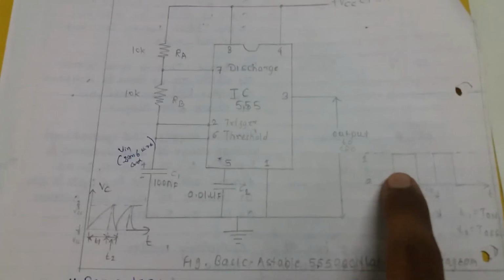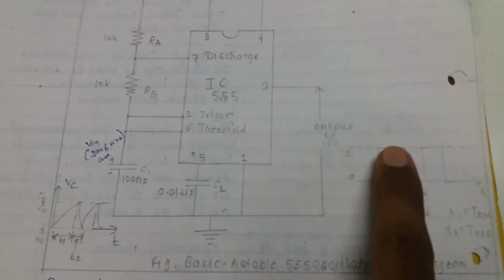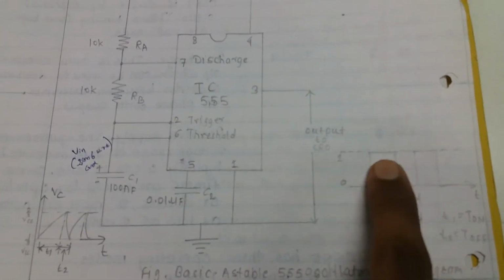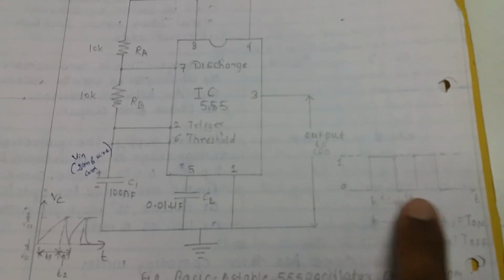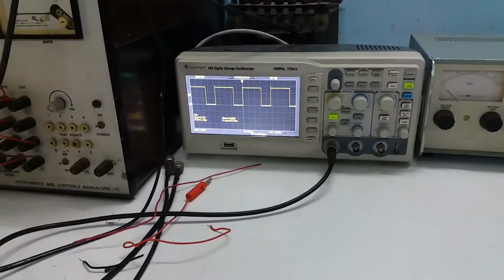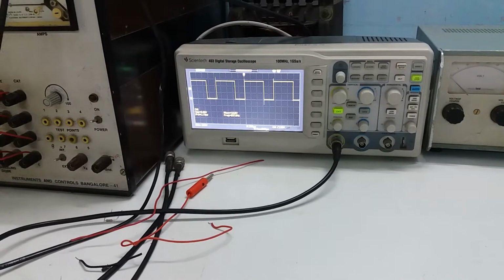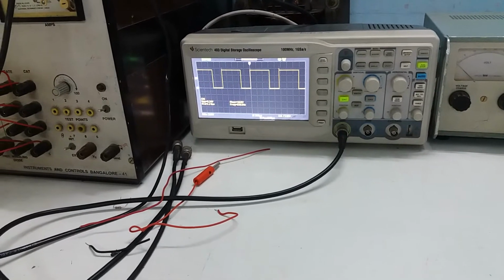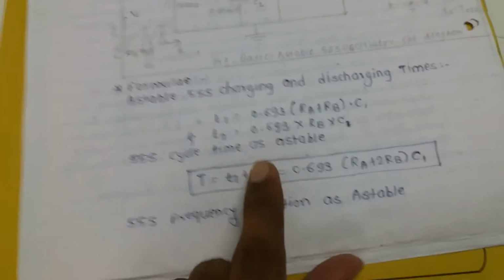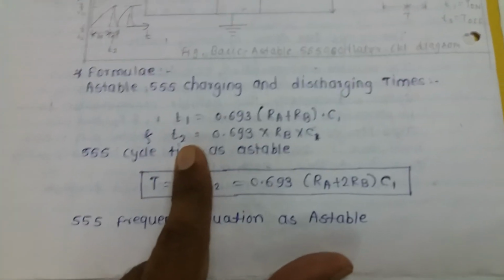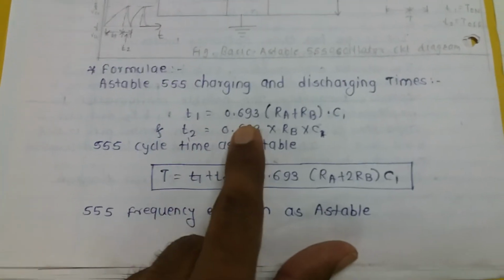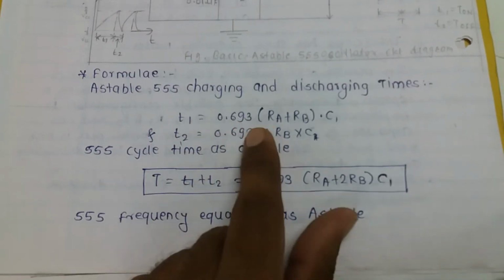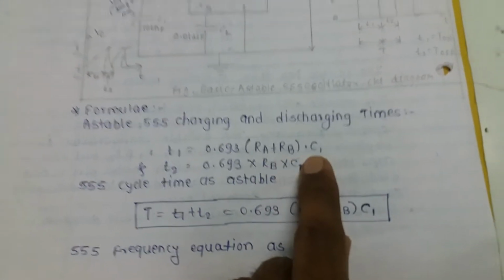What is this waveform? Square waveform, 0 and 1. It has an on time and an off time. So this is on time and this is off time, and this is the total time period. You can see in the CRO this is the time period, on time and off time. But this on time and off time are not equally divided. T1 is denoted for on time, T2 is denoted for off time. What is on time? 0.693 multiplied by RA plus RB, into C1.